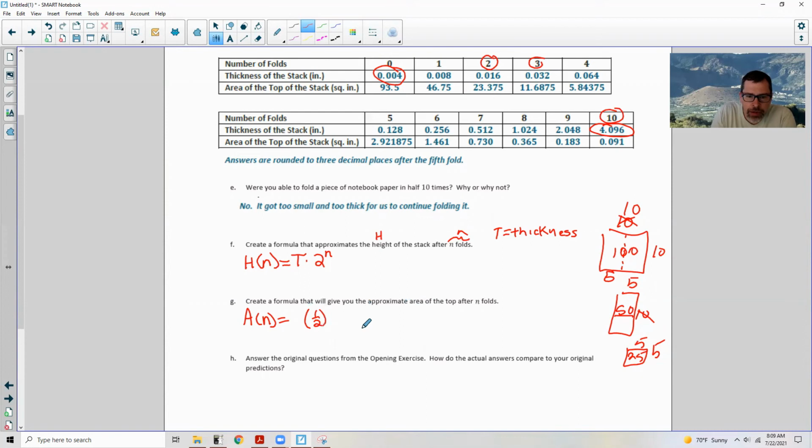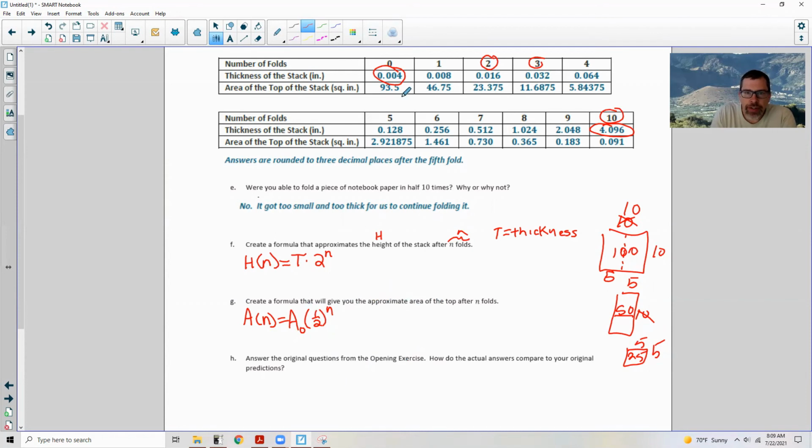So that's going to be our base, a base of 1/2. The first fold would be a sub 0, a naught. So times 1/2 to the power of the number of folds is what it would appear to be.